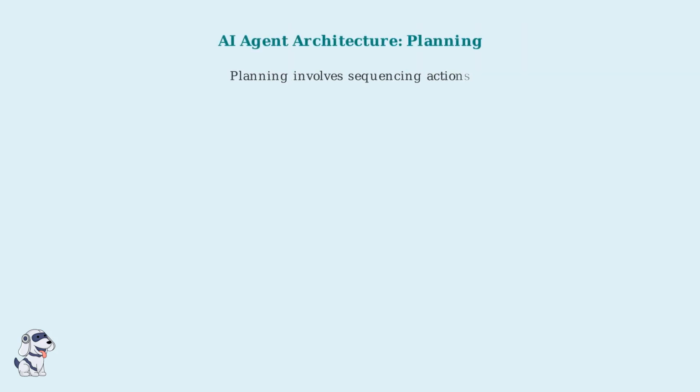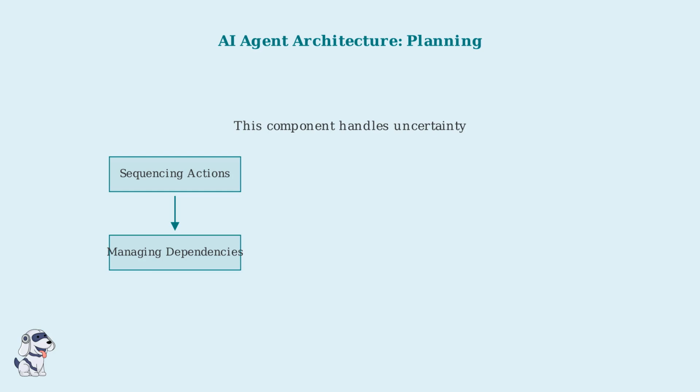The planning component is crucial in AI agent architecture. It focuses on sequencing actions and determining dependencies between tasks to achieve goals efficiently. Planning breaks down complex goals into manageable steps, identifying what needs to happen first and how tasks rely on each other. This component also handles uncertainty by considering different scenarios and potential obstacles in the environment.